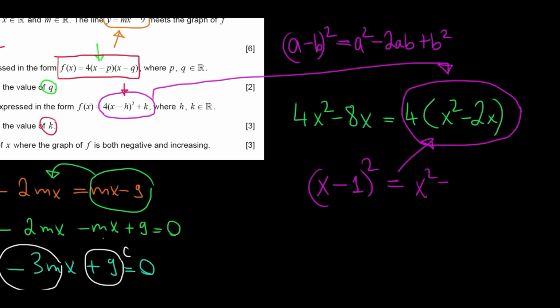We will have x squared minus 2x plus 1. This is not bad because we're almost there. We actually have this over here, but we have a plus 1. This is not a problem. We will just subtract 1 when we replace it.